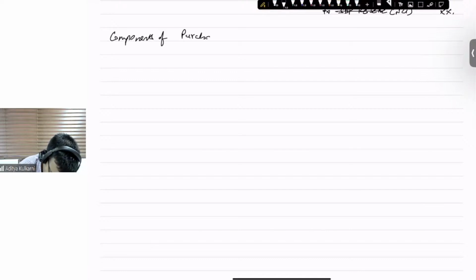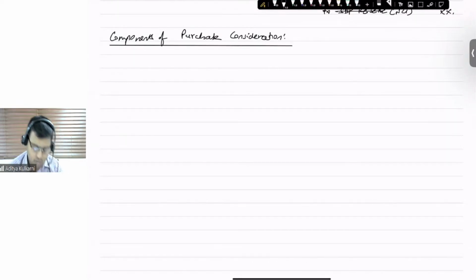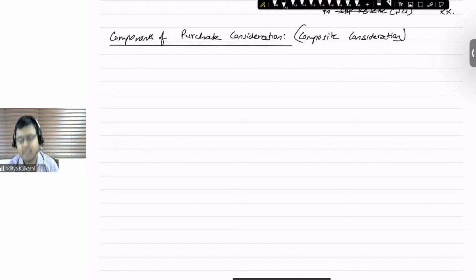Components of purchase consideration. Now, let us in this part discuss a special point known as composite consideration.